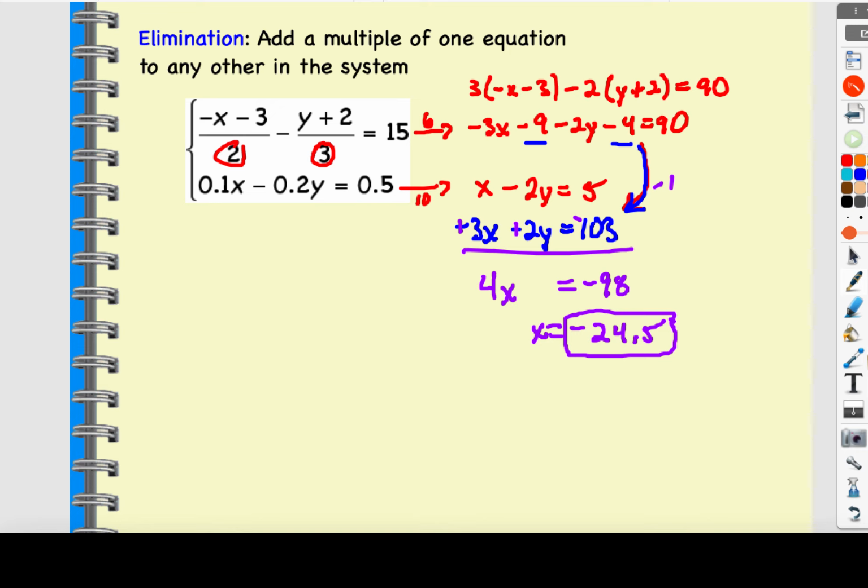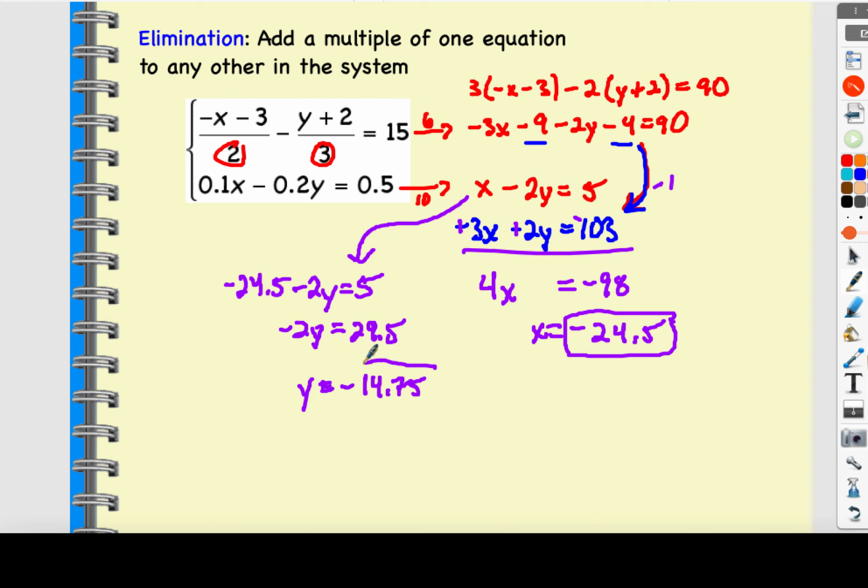Then we can go back and get the y values. Again, I'm going to go ahead and grab this red equation here, just because negative 24.5 minus 2y equals 5 looks like probably the simplest of all the equations to kind of go ahead and solve for. So negative 2y equals, I'm going to add and divide 29.5 divided by 2. So that's going to be, what, 14.75. And don't lose that negative.